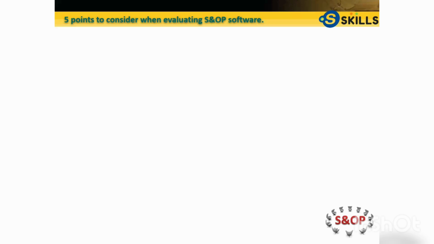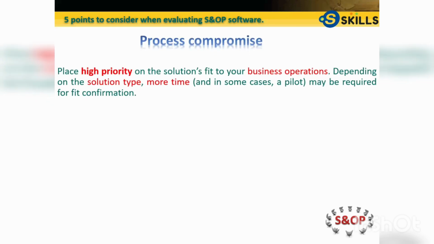Now we will discuss 5 points to consider when evaluating S&OP software. Process compromise. Place high priority on the solution fit to your business operations. Depending on the solution type, more time and in some cases a pilot may be required for fit confirmation.